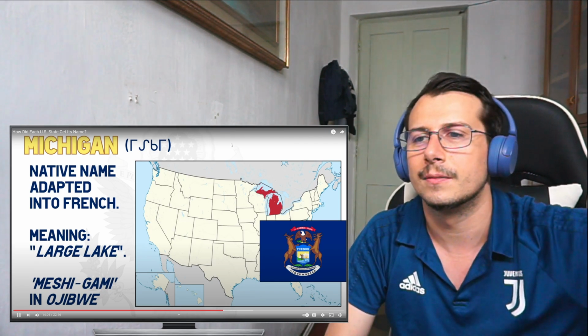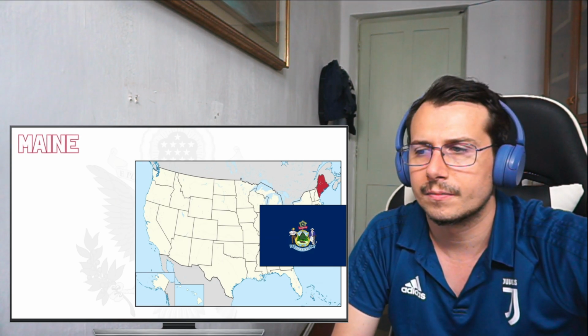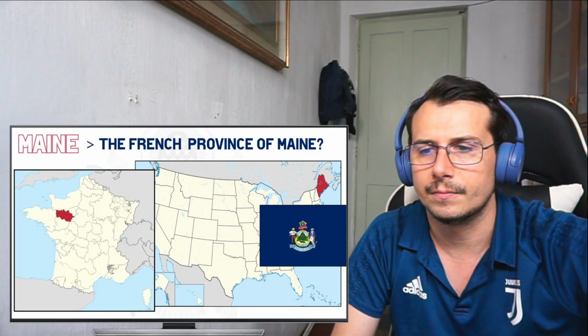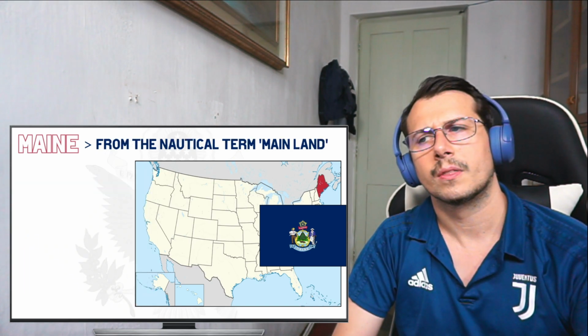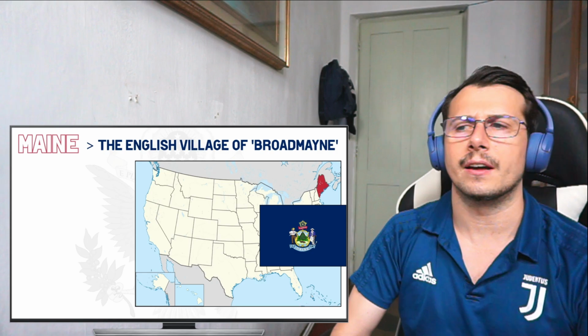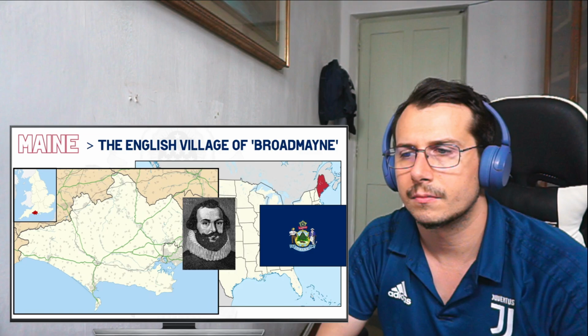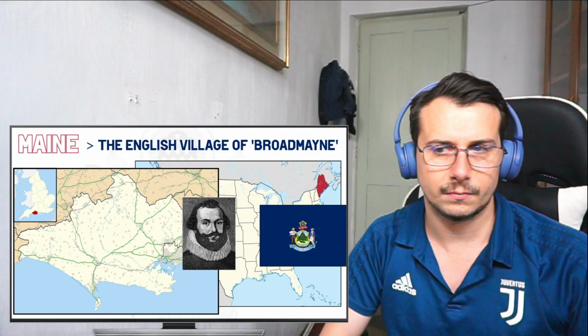Let's go along the coast for the other ones, starting with Maine. The origin of the name Maine is unclear. One theory is that it was named after the French province of Maine. Another is that it derives from a practical nautical term, the mainland, and a more recent proposal is that it was named after the English village of Broadmain, which was the family estate of Sir Ferdinando Gorges, the colony's founder. A combination of the last two seems to be the most likely.